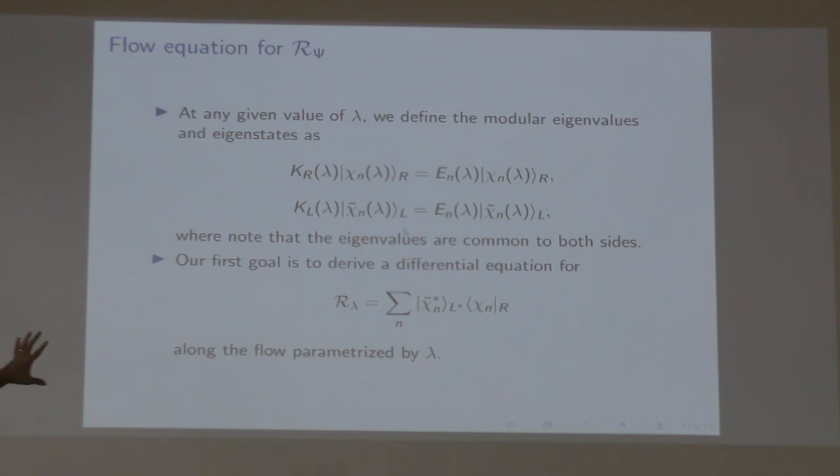for this reflection operator in terms of more familiar things like the modular Hamiltonian. Essentially, because the reflection operator has a simple expression in terms of the eigenstates, we can derive differential equations for the eigenstates in terms of the modular Hamiltonian. And so that's going to let us derive a flow equation for the reflection operator as a function of this parameter lambda.